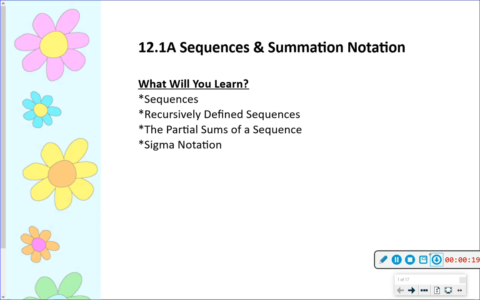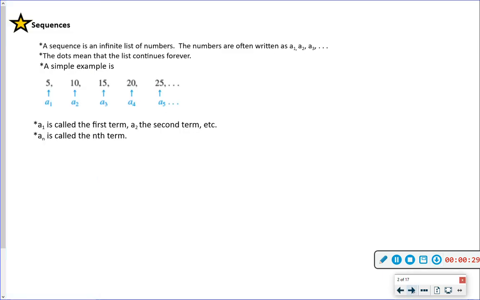A recursively defined sequence is just a special type of one. And then the sums. Sums mean you're just adding up some terms together. Today there will be some fractions. Don't freak out on me about the fractions. You can use your calculator for the fractions.